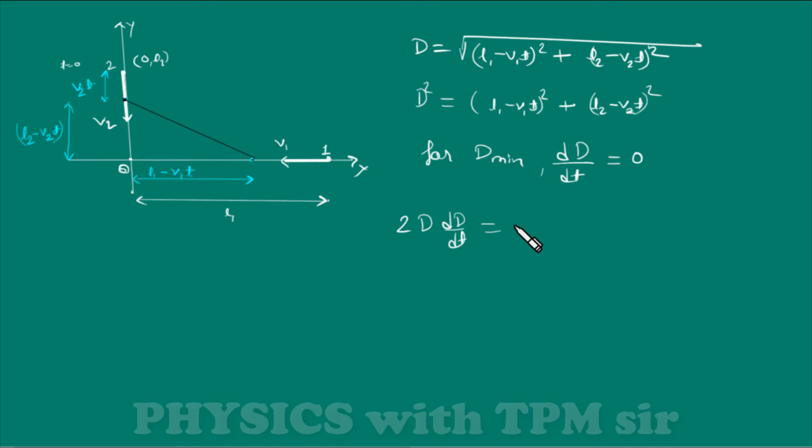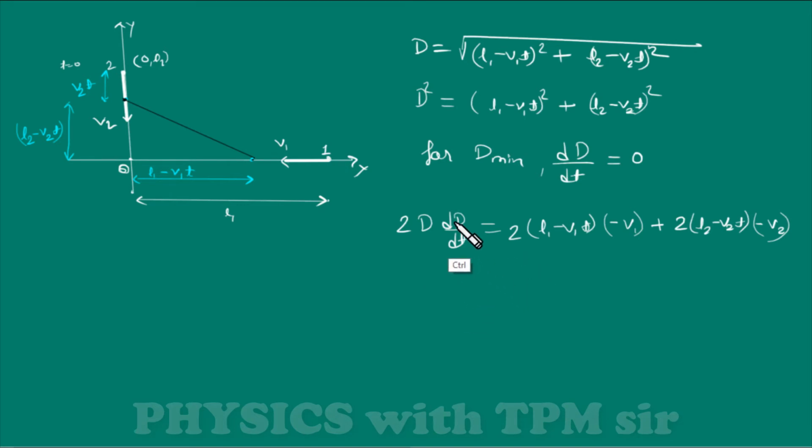So let's solve this. I will first differentiate the bracket, so I will get 2(L1 minus V1 T), and if we go inside we will get minus V1, right? And again, if I differentiate this, then I will get 2(L2 minus V2 T) and minus V2, and we have to set this equal to 0.